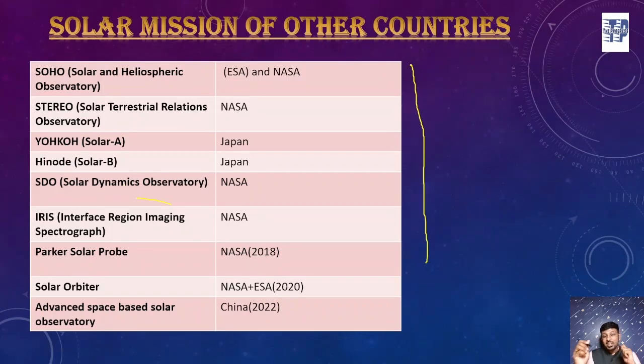It has been launched by ESA and NASA, that is the European Space Agency and NASA, in collaboration. And Yohkoh, sorry for my spelling, which has been launched by Japan. Parker, in 2018, was recently launched by the USA, that is NASA. Then in 2020, the USA and Europe collaborated in the Solar Orbiter mission. And recently, before India, China did the Advanced Space-Based Solar Observatory mission in 2022.